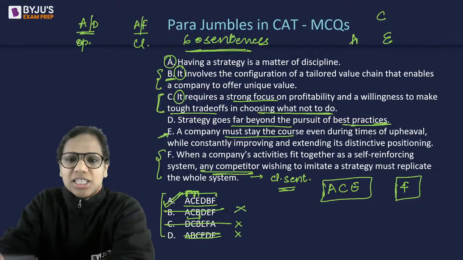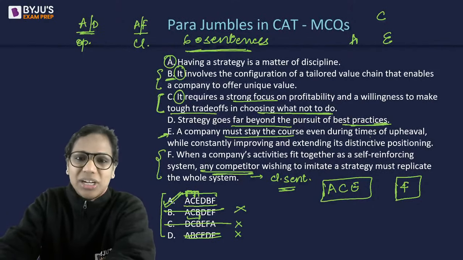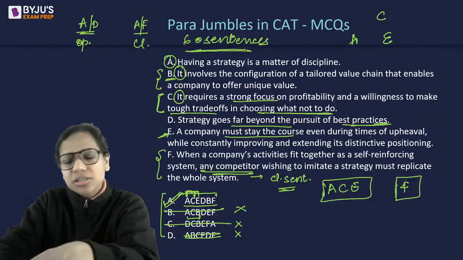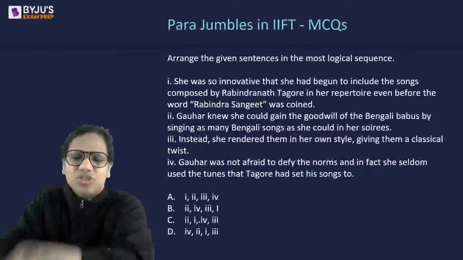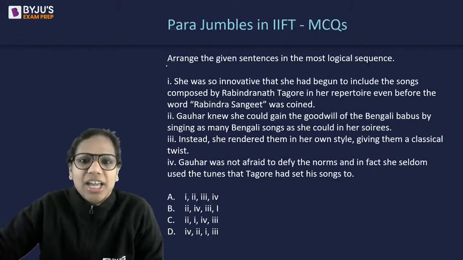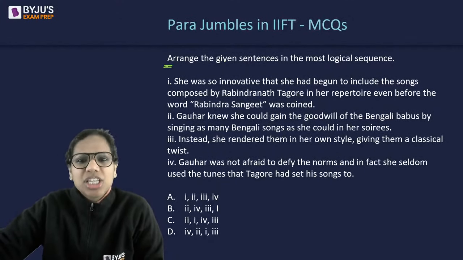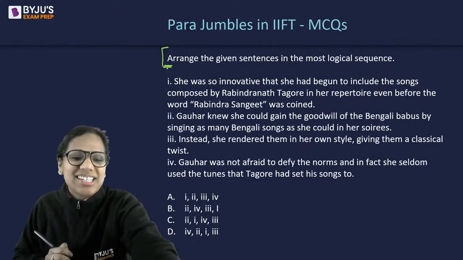Just want to clarify this, that just because SNAP slot 1 did not ask para-jumbles does not mean that they cannot be asked in 2 and 3. Last year also in 1 and 2 there were no para-jumbles, but in 3 there was a para-jumble question. Okay. And IIFT does ask para-jumble questions. So let's have a look at an IIFT question first. It's just a 4-sentence para-jumble, an easy para-jumble. Let's see who answers the fastest here.